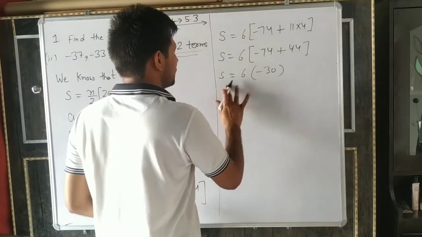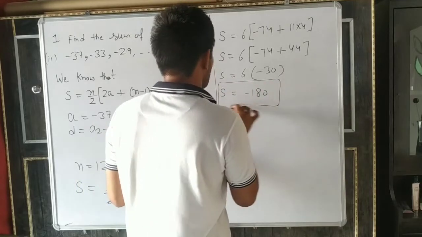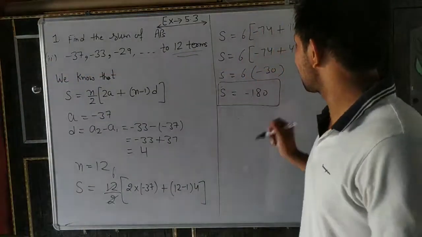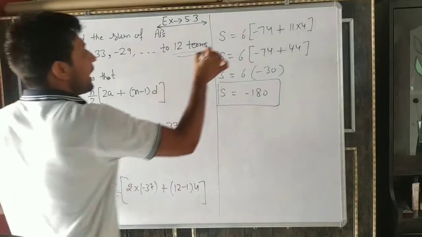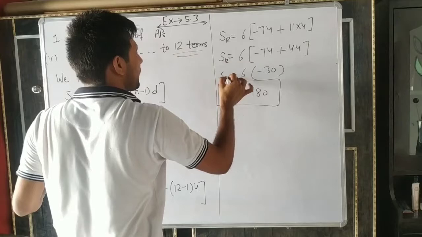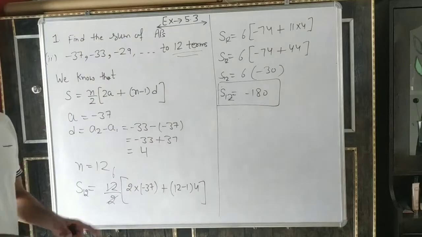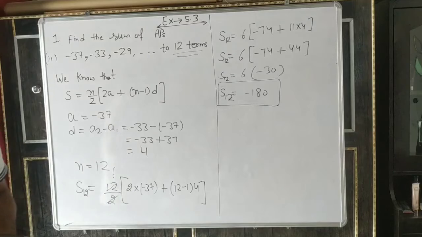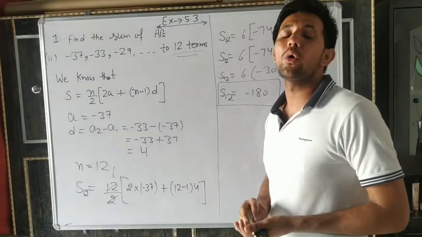Negative into positive, negative. Negative 180. So what is the sum? The sum is minus 180 of whose? Otherwise you can write sum of S12, if you want to write S12. S12 means the sum up to 12 terms, the sum of the first 12 terms. Whose? Always remember one word, first 12 terms. Okay, S12 equal to minus 180. Understand here? Same as it is, using this formula you can find all other parts also.